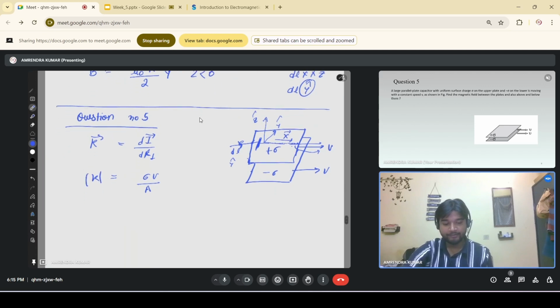And then what will happen here? The negative plate will have minus sigma v over A. But because the charges are negative, the current will be in the opposite direction. So the resulting picture is that one current is in this direction and the other current is in this direction. So what is the field here?